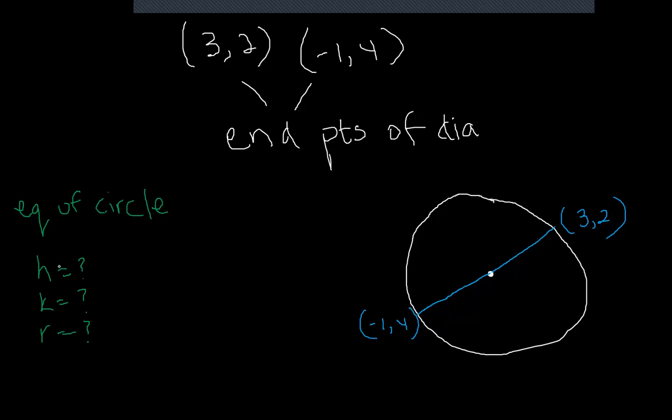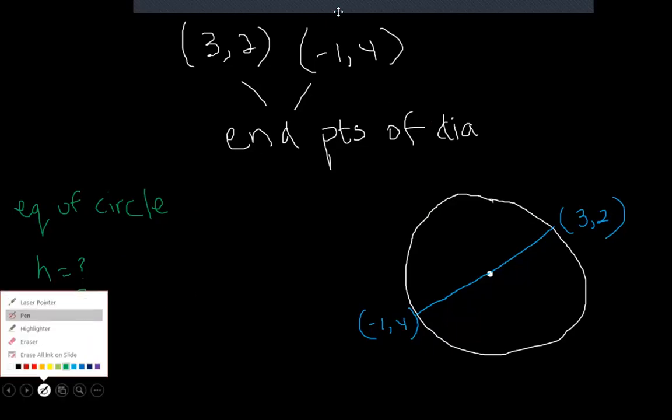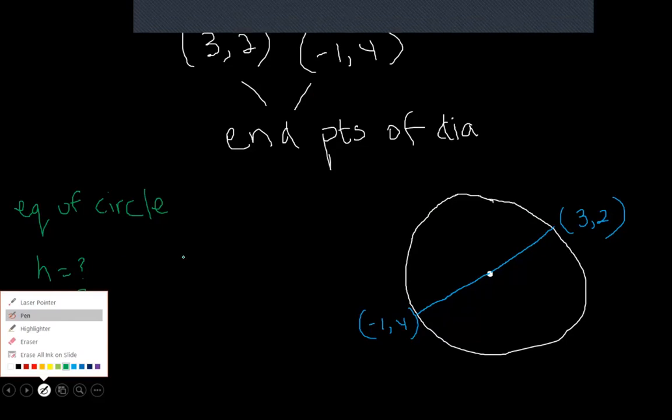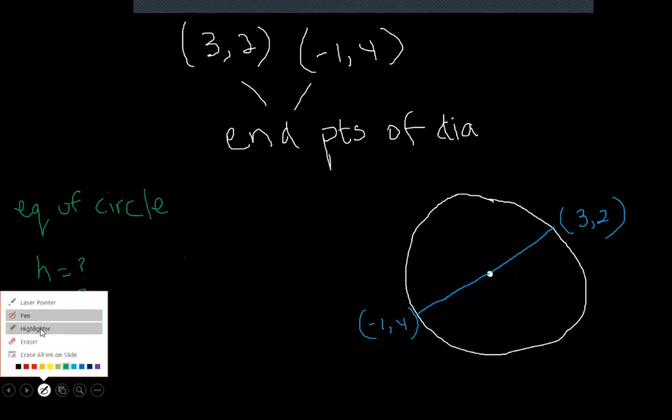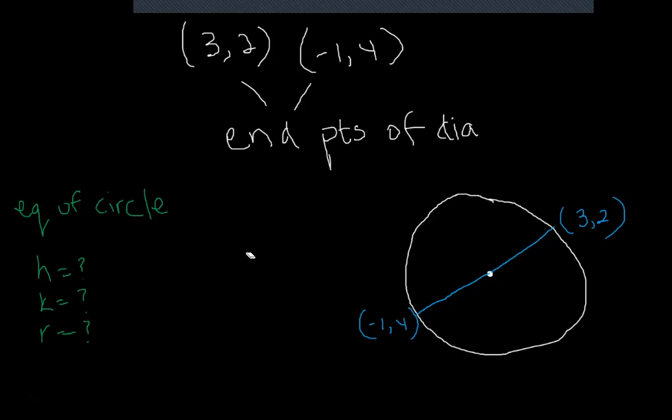Do we know any of these? Do we know h? Actually, let me just tell you. We don't know h. We don't have a value for k. And we don't know what r is. So now we have to find that. Does anybody have any idea what we could do first? Anybody? We need to find h, we need to find k, and we need to find r.